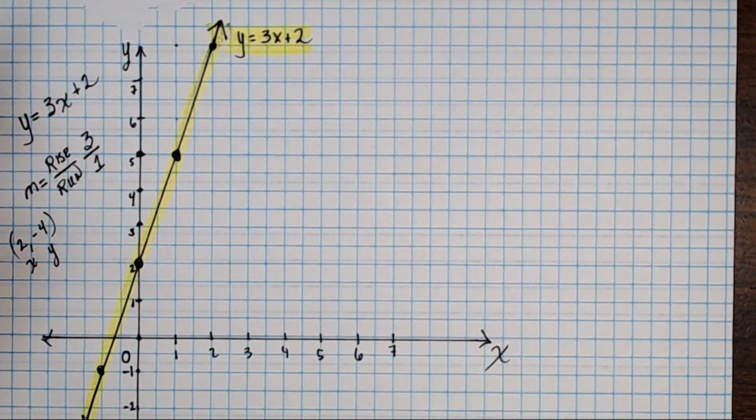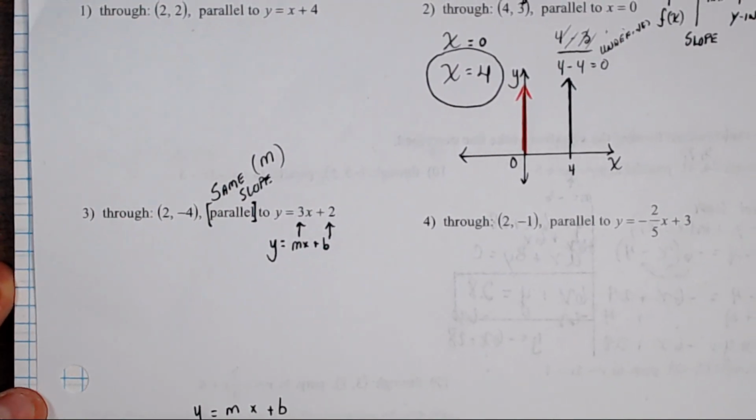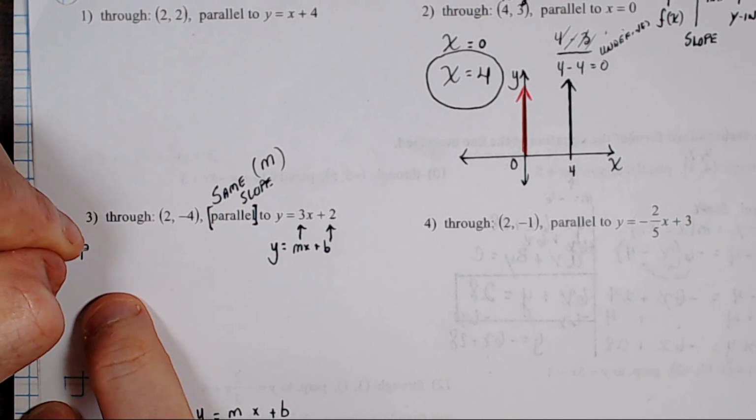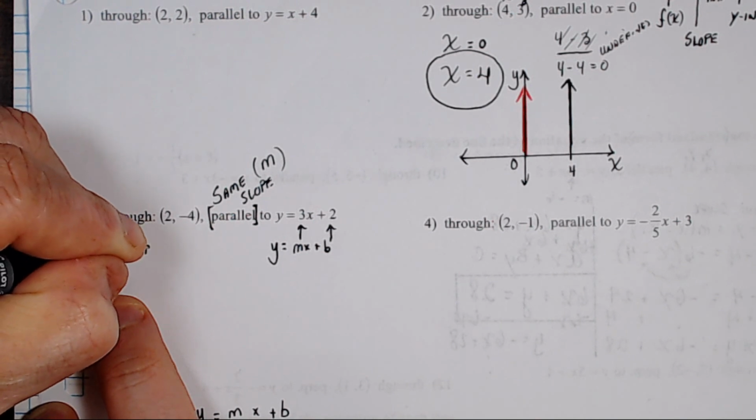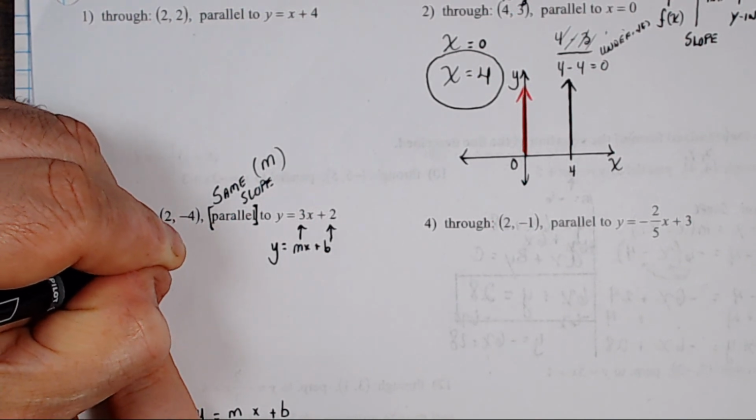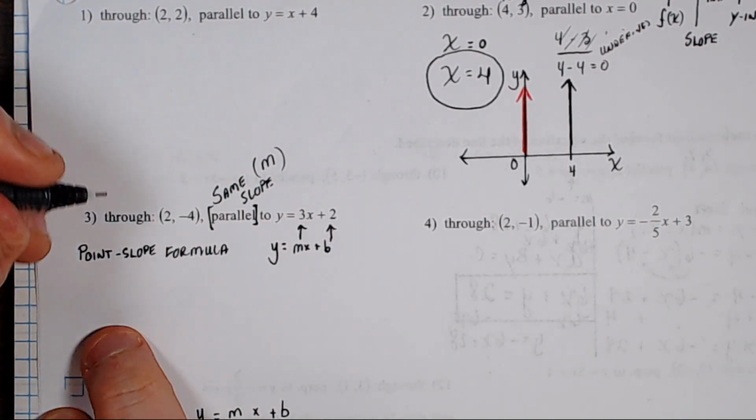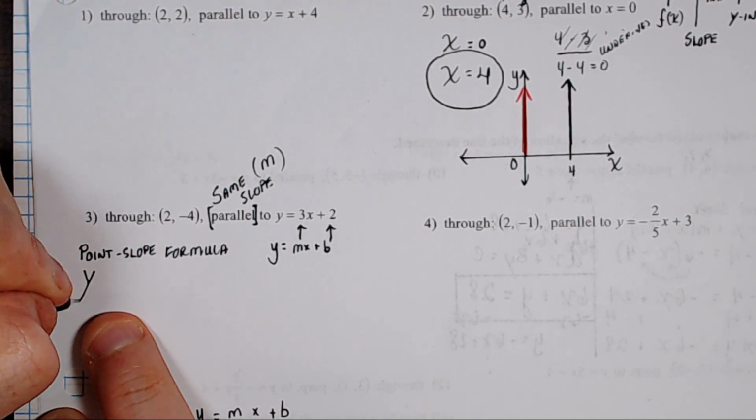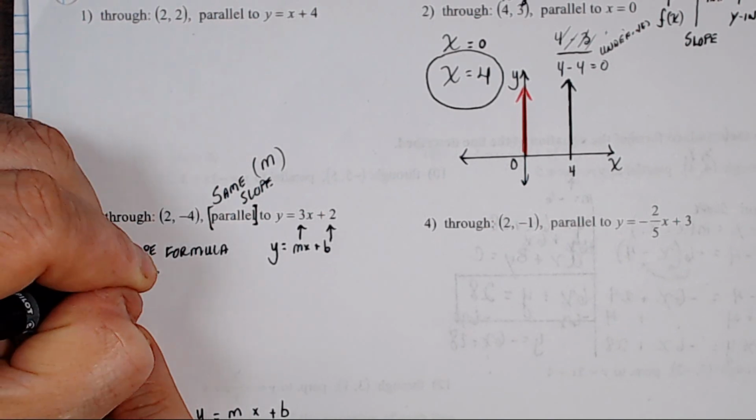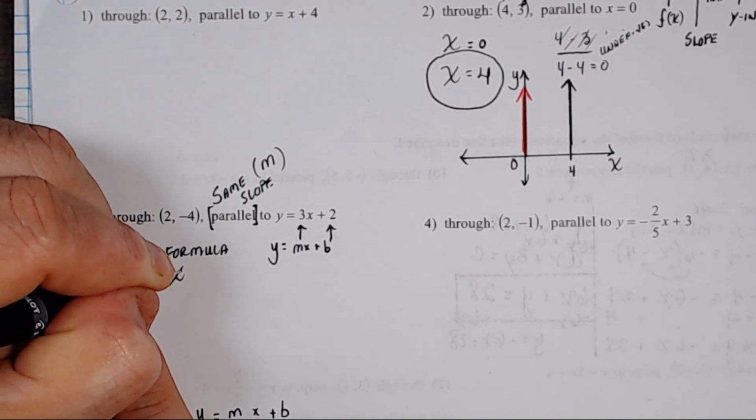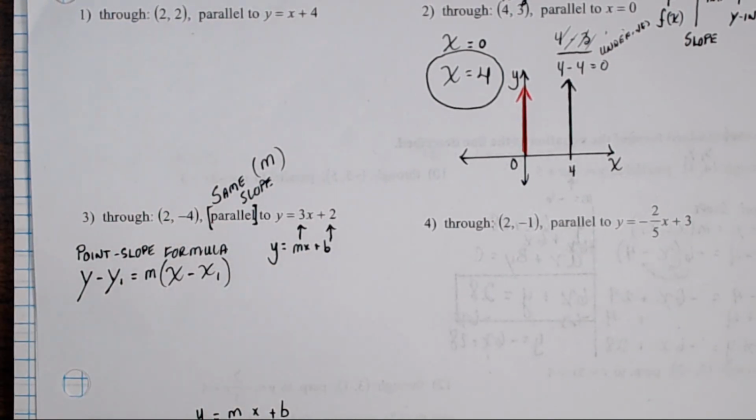We're going to use something called the point slope formula. The point slope formula is y minus y1 equals m open parentheses x minus x1 close parentheses. There's the point slope formula.